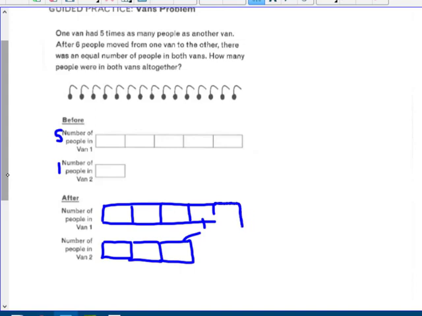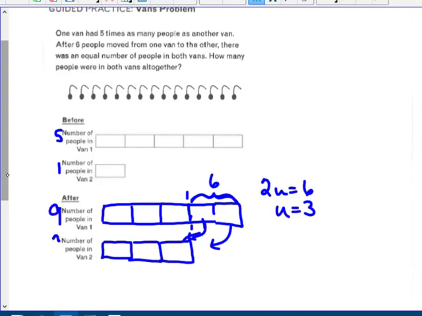So I'm taking 2 of these and moving them down, right? These 2, I'm shifting them to the other position. Now each van has 3 bars in it. So this movement of those 2 bars was worth 6. 6 people moved, right? So 2 units is 6 people. 1 unit, therefore, is 3. That's 9 in van 1 and 9 in van 2, which gives me a total of 18. 18 people were in both vans.